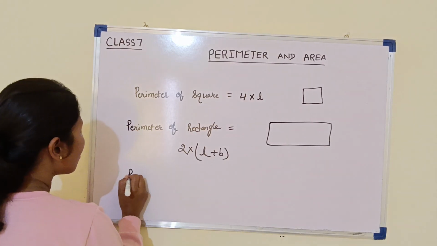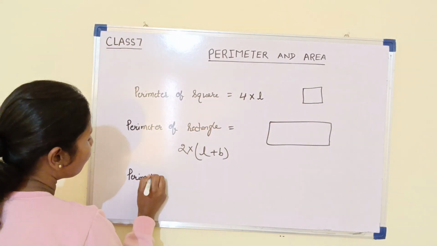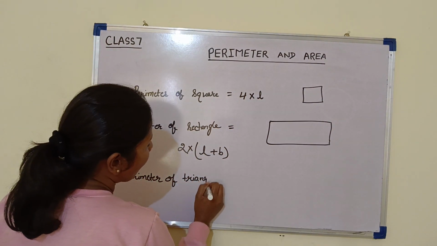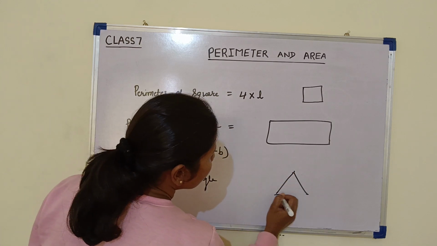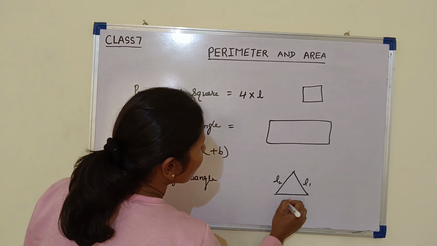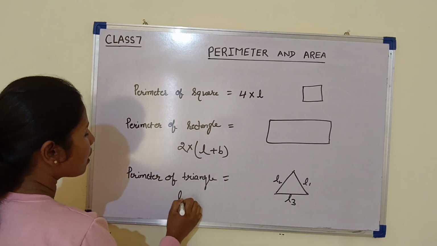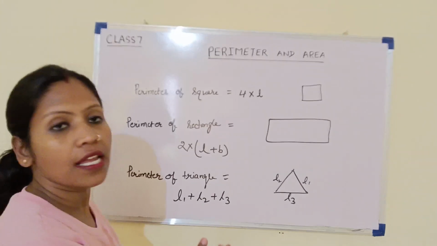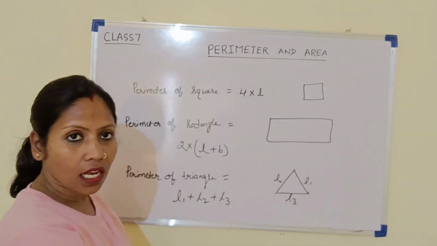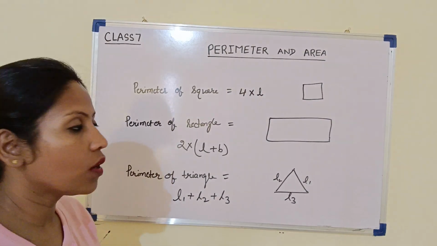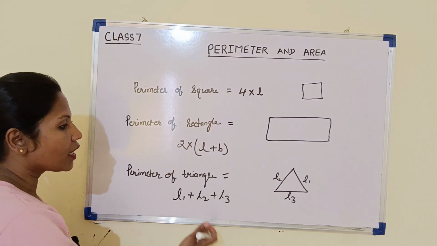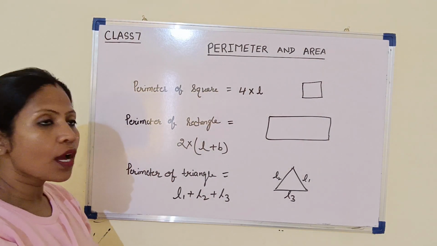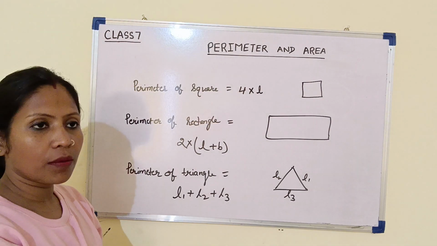And then perimeter of triangle. Suppose this is a triangle, these are L1, L2, L3. So perimeter of triangle is L1 plus L2 plus L3, the length of all sides. If it's an equilateral triangle, this will be 3 into L because all sides will be equal. If it's isosceles, then you can take two sides equal and add the other side with that. So this is perimeter of triangle, perimeter of square and perimeter of rectangle.